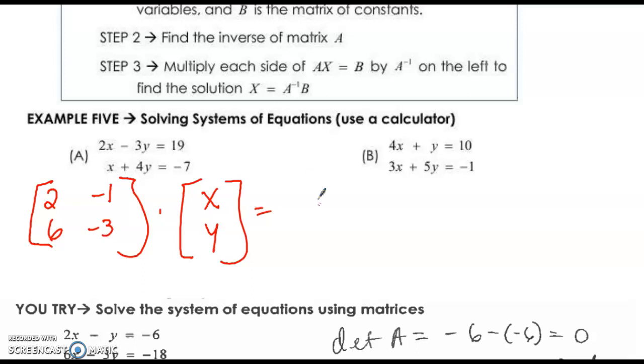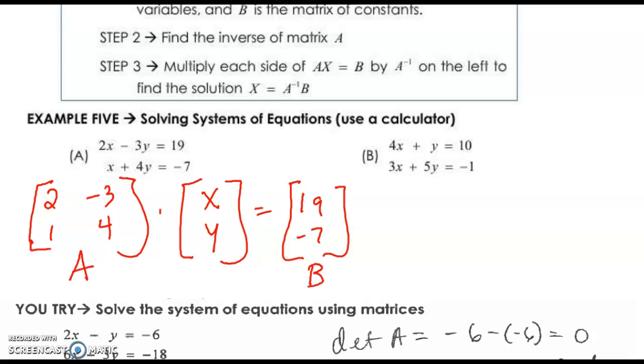Wait, do I have the right matrix? Am I looking at the wrong thing? Oh my gosh, I am. Okay, I've got the numbers right now. I'm going to go ahead and stop this video because it's about to end in 20 seconds. But this is A, and this is B when I put it in my calculator.